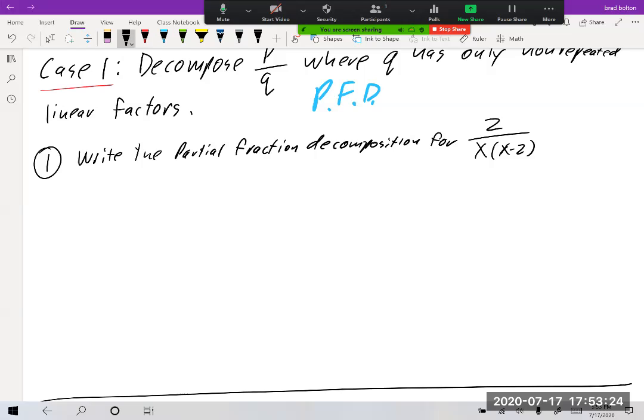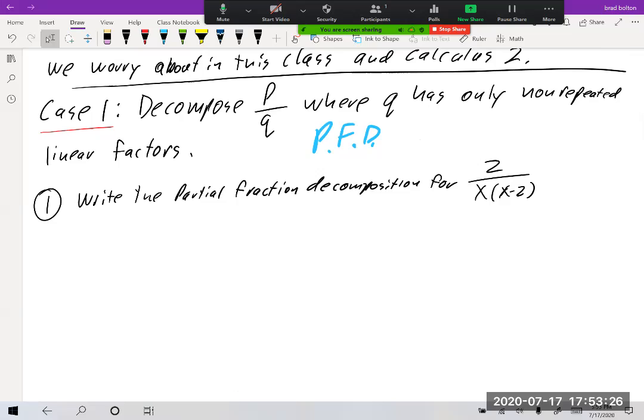So the first case is we have a rational expression where Q has only non-repeated linear factors. What that means is our denominator is factored, it's in linear factors, and none of them are repeated. So in this case, the factors of the denominator are x and x minus 2. Both individual, non-repeated linear factors, okay?